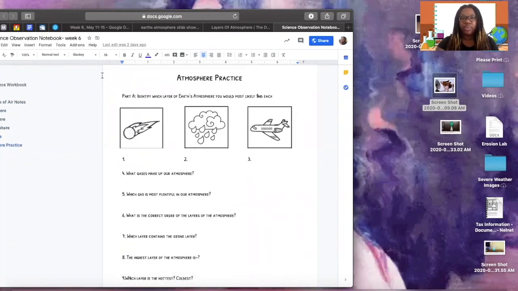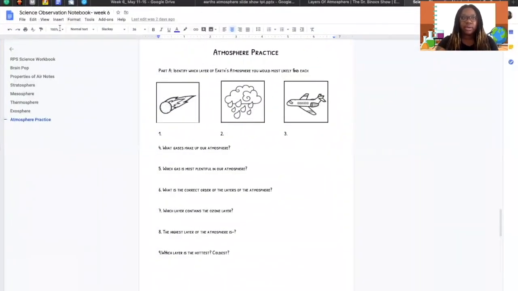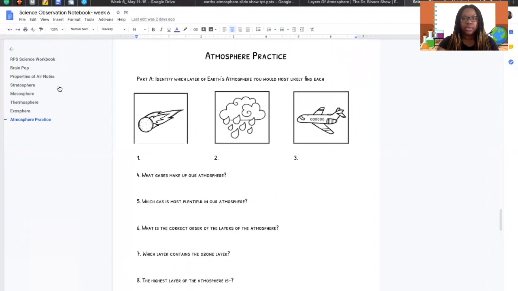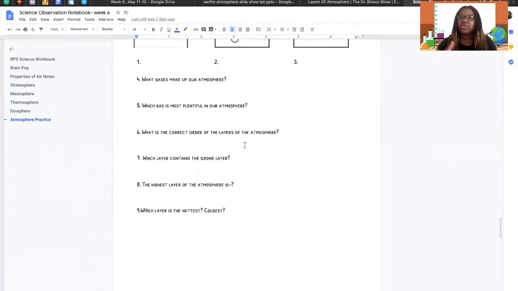So for the first part, I'm going to zoom in so that you guys can see it better. The first part says identify which layer of the Earth's atmosphere you will most likely find each. So where would you find meteors burning up? Where would you find weather? And where would you find airplanes? Then it asks you a couple of questions, like what gases make up our atmosphere and which gas is most plentiful in our atmosphere, different things like that, just to review and as a little check for understanding.